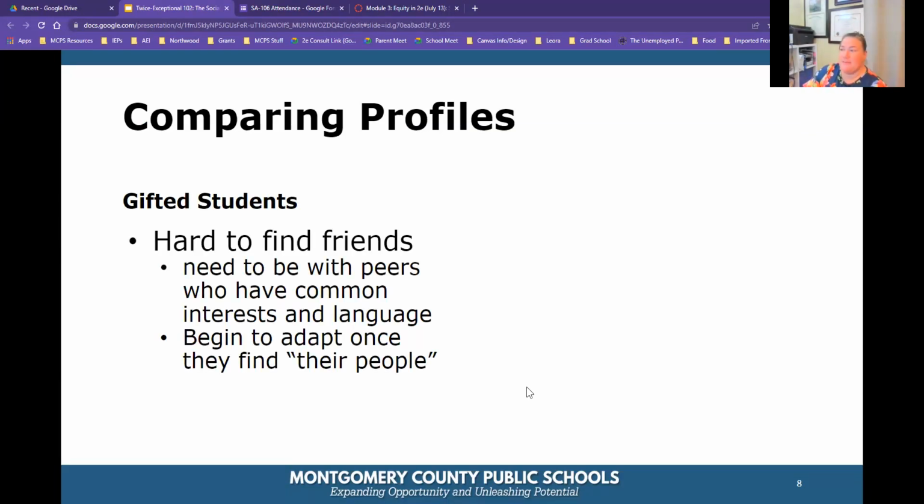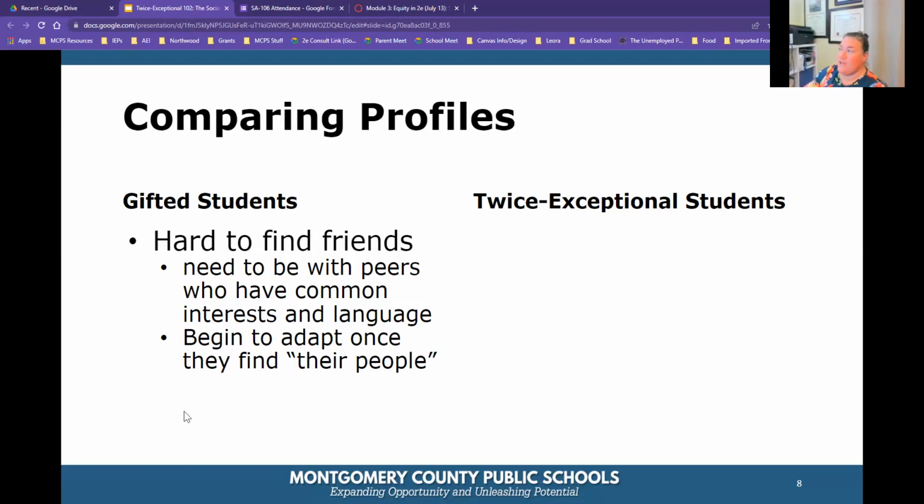So gifted students sometimes can have trouble finding friends. Again, we're not looking at asocial or antisocial because they don't want to make friends, but often it's the kids who have such high and specific interest and depth of knowledge of a topic that their own peers don't really understand what they're talking about. And so they tend to gravitate towards adults or towards other children who are similar to them. But once they find their people, they begin to adapt more, and we see more of what we might call normal or typical social behaviors.